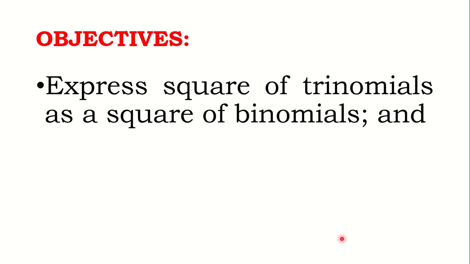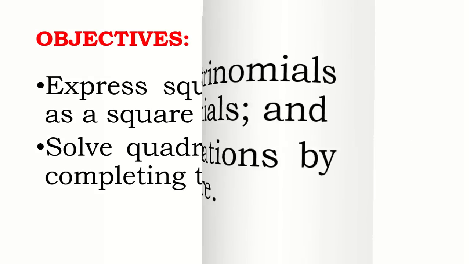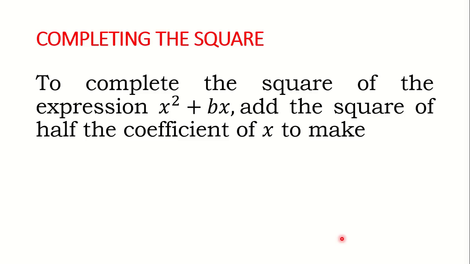We express square of trinomials as a square of binomials, and we solve quadratic equation by completing the square. Completing the square, so this is to complete the square of the expression x squared plus bx. Add the square of half the coefficient of x to make x squared plus bx plus b over 2 squared.